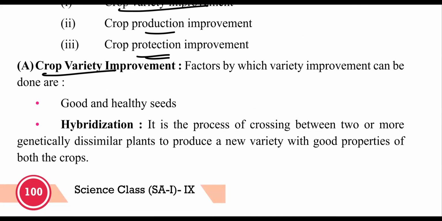The first is by choosing good and healthy seeds. If we are having healthy seeds, if we are having good seeds, then we can improve the variety of the crop. Moreover is hybridization. What is hybridization? Hybridization is a technique in which we just use the better factors of the crop. I mean, we are just using different genes of the crop.